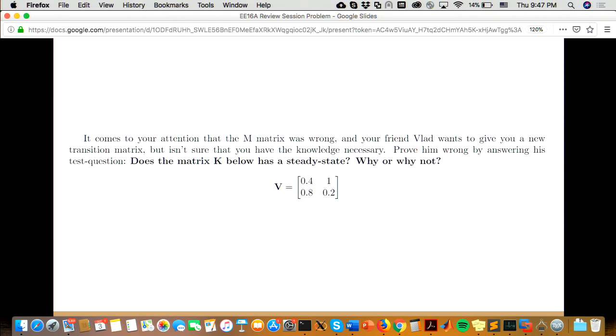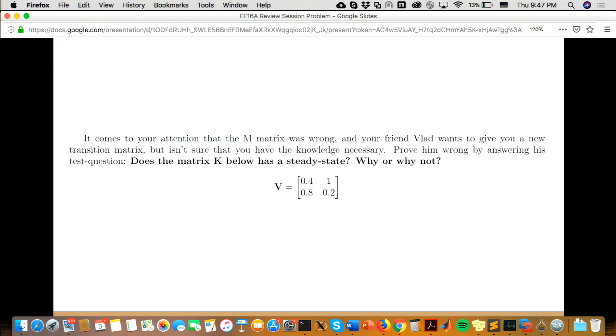Okay, so what you're given now is that everything you did in part A was based on an incorrect matrix. So Vladimir Stojanovic, who was the professor last year, has this secret matrix, and he wants to give it to you, but he's not sure whether your linear algebra is good enough. So his test for you is basically to find whether that should be the matrix V, to find whether this matrix has a steady state. So does anyone remember what it means for a matrix to have a steady state? What can we say about that matrix?